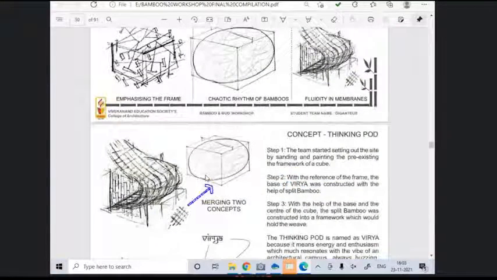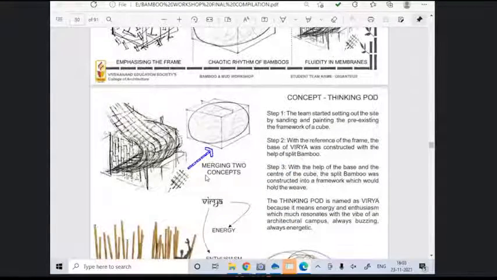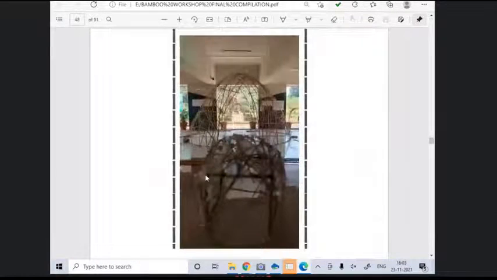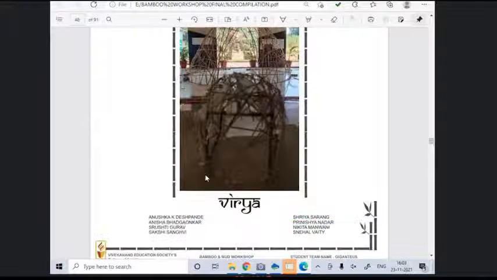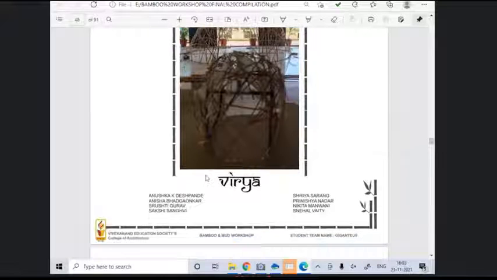Coming to the team's design, it was inspired by a bamboo species. It's called Vira, a name which means energy. The reason we named the thinking board Vira is because we want the people who come here to receive positive energy whenever they reside.